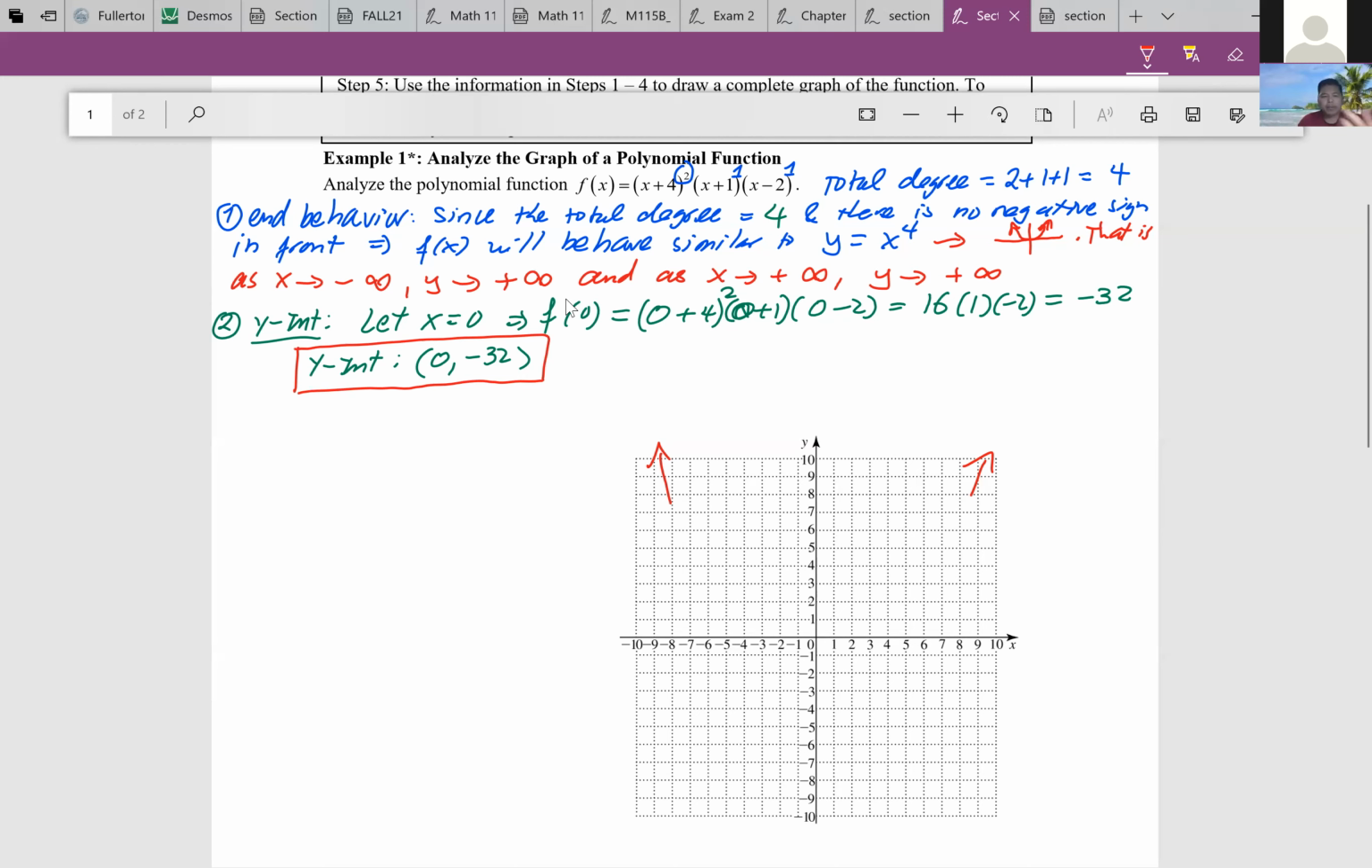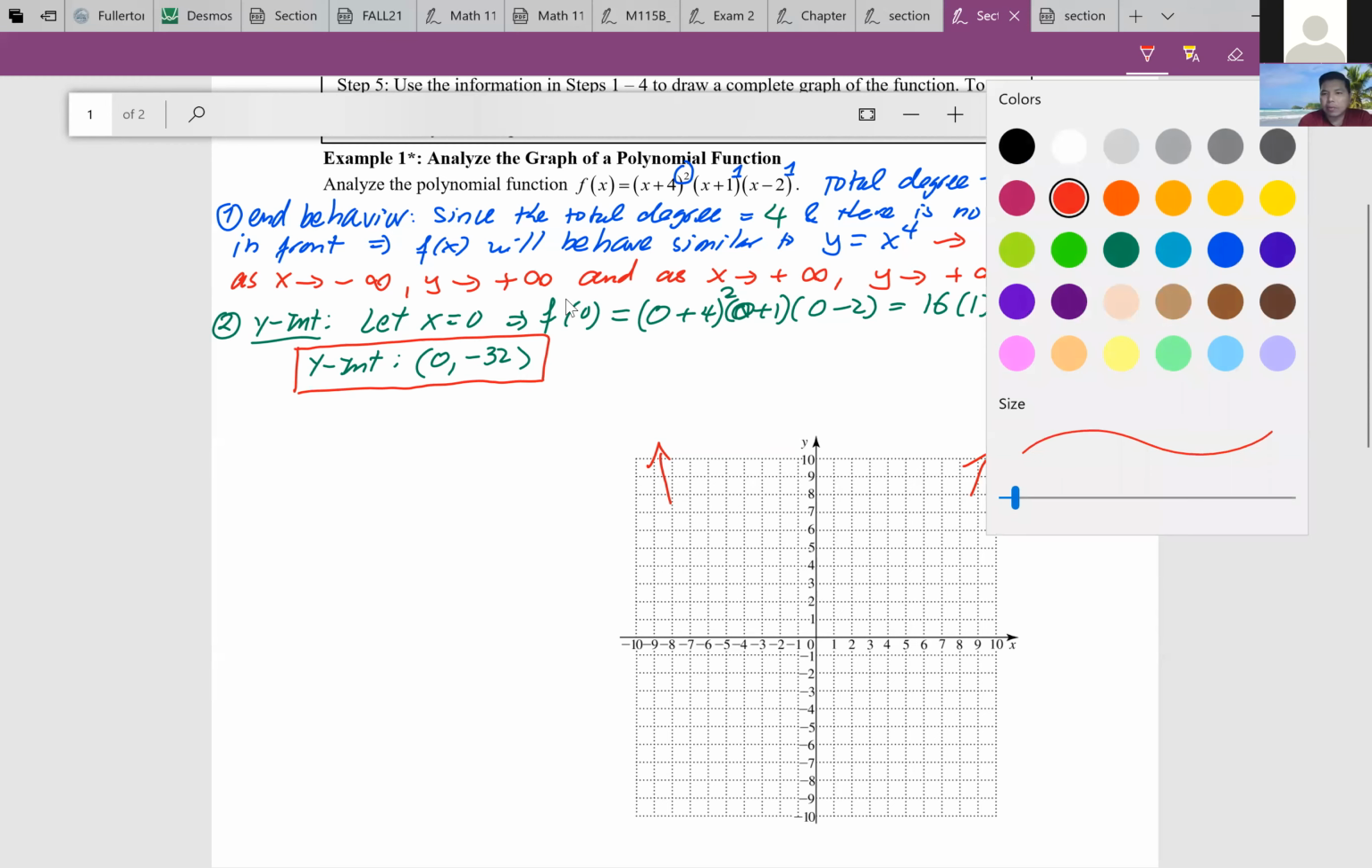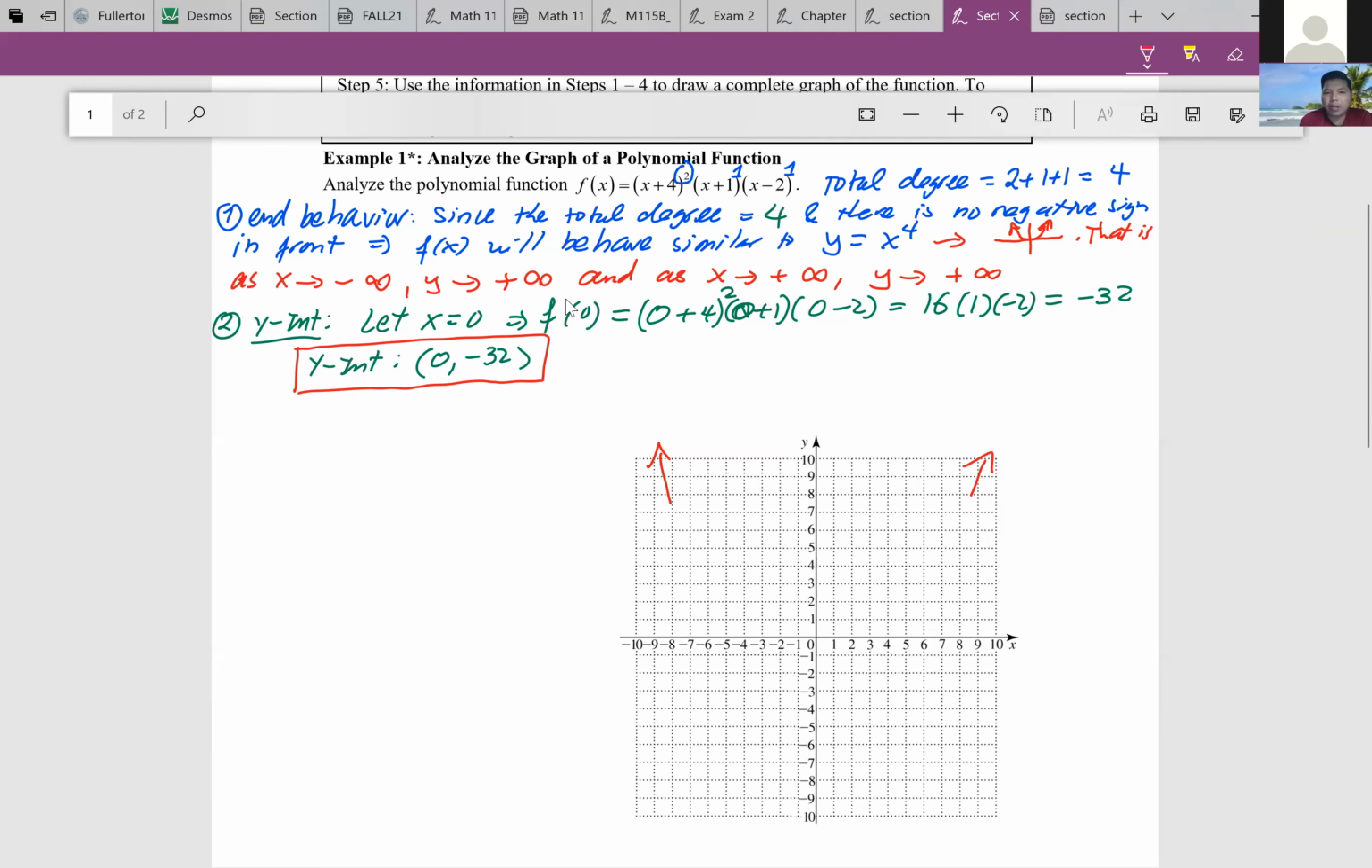And then step number 3 is to try to find the zeros, right? So step number 3, we try to find the zeros.